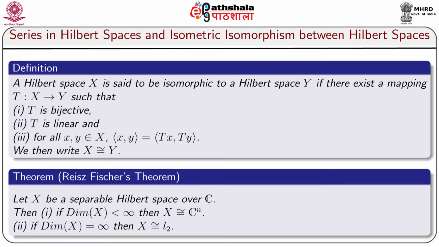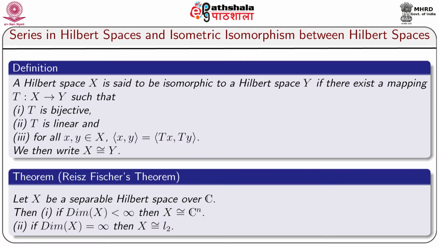We are going to discuss isometric isomorphism between two Hilbert spaces. The Hilbert spaces may be considered as finite dimensional Hilbert spaces or infinite dimensional Hilbert spaces. In this context, we shall show a very important theorem in functional analysis known as Riesz-Fischer's theorem. The statement of Riesz-Fischer's theorem is like this: if X is a separable Hilbert space and X is finite dimensional, then X is isomorphic to Cn, and if X is an infinite dimensional space which is separable, then X is isomorphic to small l2.